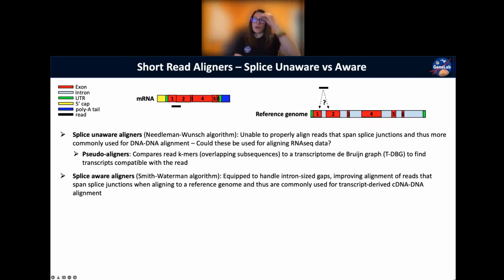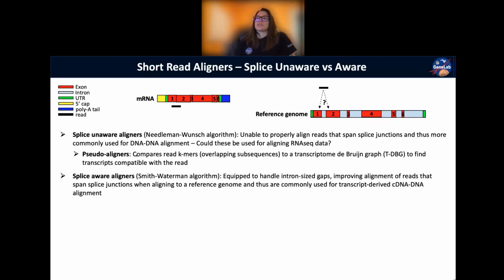So although you can use these splice unaware aligners, again, if you're using a reference transcriptome, of course, not all reference transcriptomes are going to be as comprehensive. Some of them might not contain all of the different isoforms that could exist for transcripts. If there are insertions or deletions that could happen in your samples compared with the reference, you wouldn't be able to identify those.